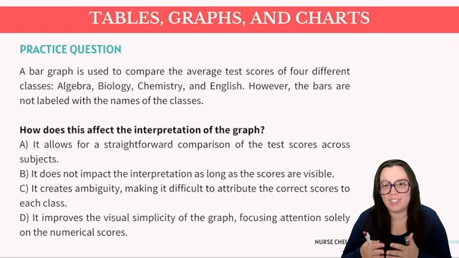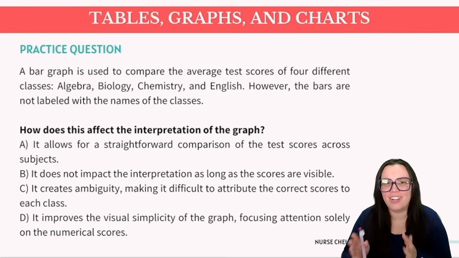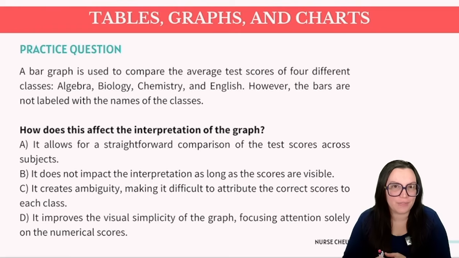A bar graph is used to compare the average test scores of 4 different classes: algebra, biology, chemistry, and English. Sounds like the TEAS test, right? However, the bars are not labeled with the names of the classes. How does this affect the interpretation of the graph?